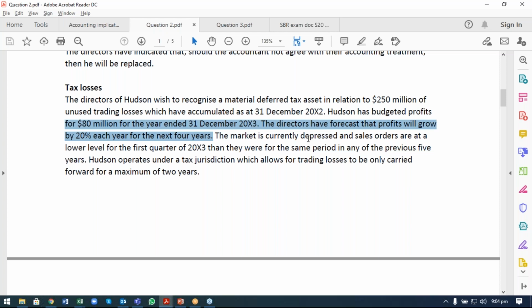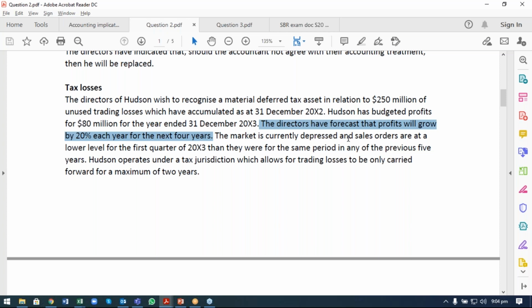So it is already expected that the projections or budgets provided by the directors of the Hudson company are invalid. Even the second projection, the 20% increase in profit for the next 4 years, seems to be invalid. Why? Because due to a restructuring process, the company might have to incur additional expenses, and those might create additional losses for the next 1 or 2 or more years. So it's not possible for Hudson to return to profits within the near future, within the next year or more than a year.